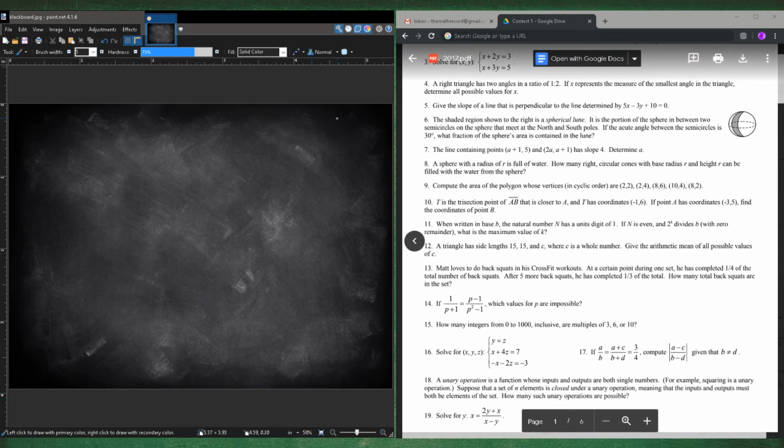Okay. Question 8. A sphere with the radius of r is full of water. How many right circular cones with base radius r and height r can be filled with the water from the sphere? So the volume of a sphere is just 4/3 pi radius cubed, and the volume of a cone is 1/3 pi radius squared times height. Since the height is also r, it's just r cubed. So 4/3 pi radius cubed divided by 1/3 pi radius cubed is just 4. So the answer is just 4.